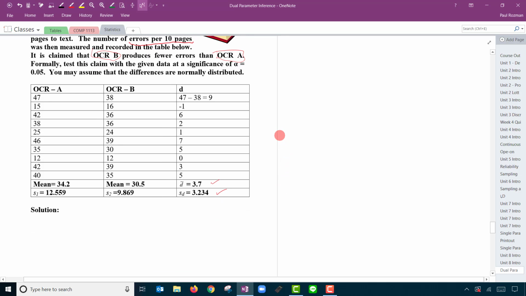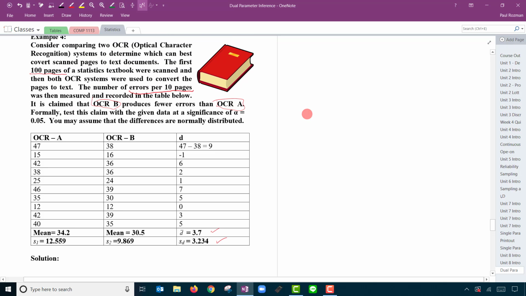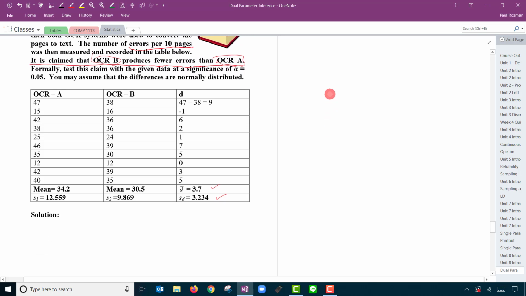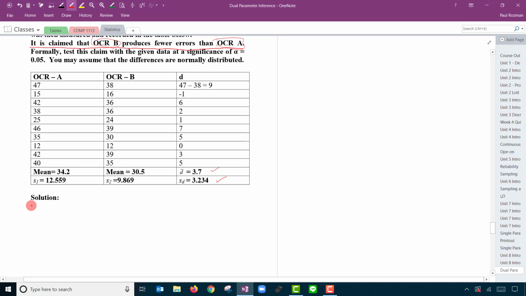Let's do this test here. Somebody is claiming that, where is the claim? It is claimed, I finally read it here, that B produces fewer errors than A. So that's our hypothesis test. Step 1 is figure out the claim. B has fewer errors than A.